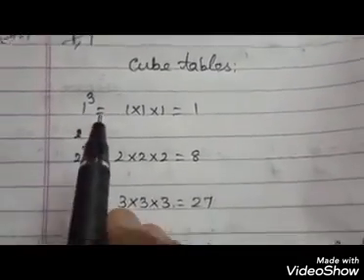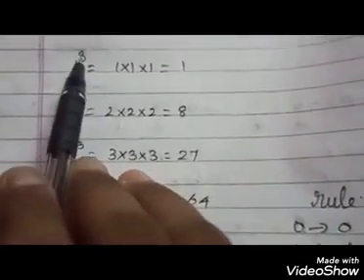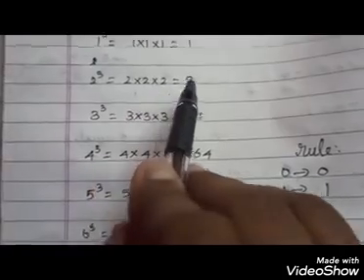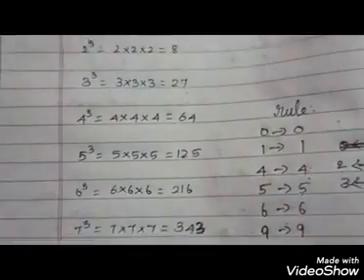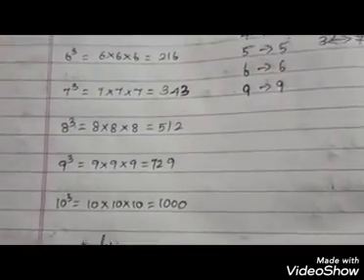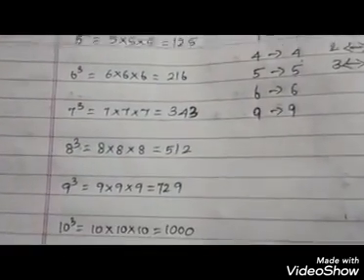You have to follow 1 cube to 10 cube. If you know the values, it's very easy to find the cubic value. So 1 cube is 1, 2 cube can be written as 2 into 2 into 2, which is 8. 3 cube you get 27, 4 cube 64, and up to 10 cube you get 1000. So you need to follow this table from 1 to 10.